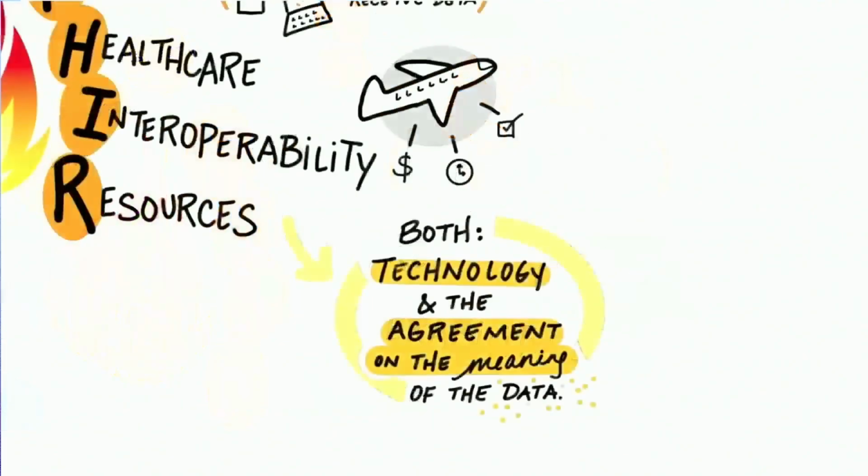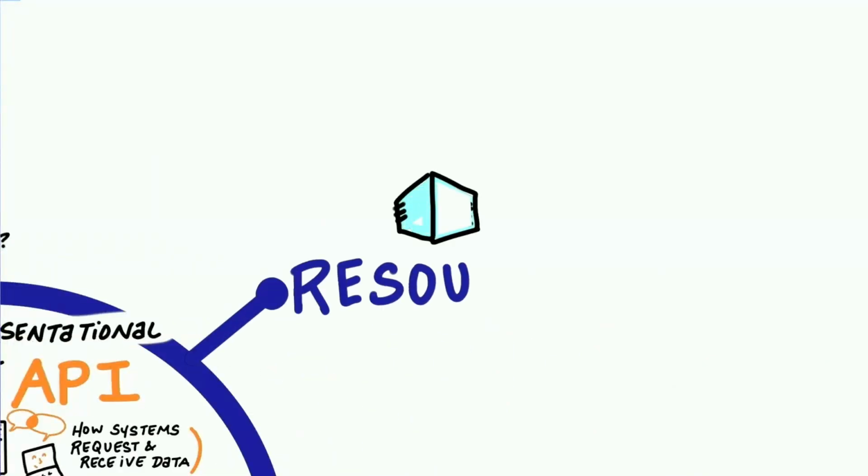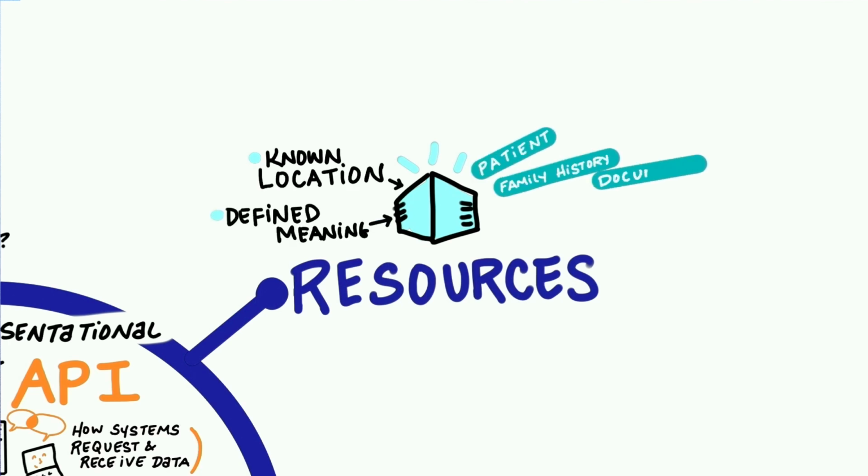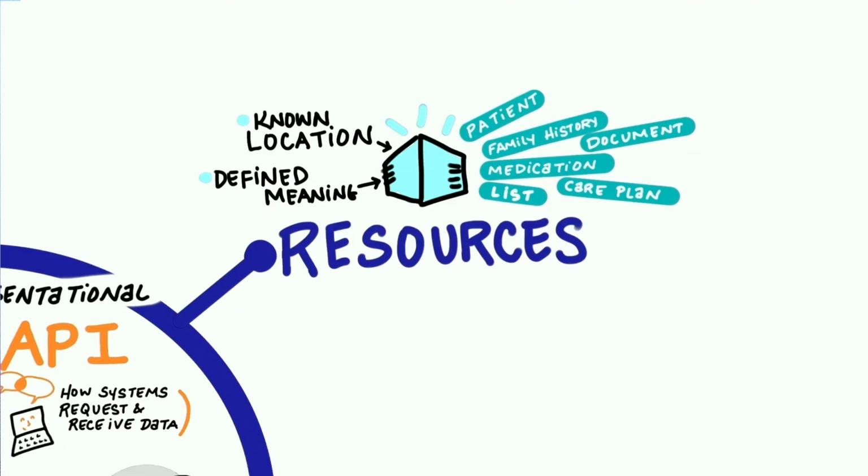To understand FHIR, there are 2 basic concepts. The first is resources. That's resources as in URL. Remember, that stands for Uniform Resource Locator. So a FHIR resource has a known location that looks like a URL. It's on a server somewhere. It's a piece of data. It has a defined meaning. That's the FHIR specification, the meaning of that resource.